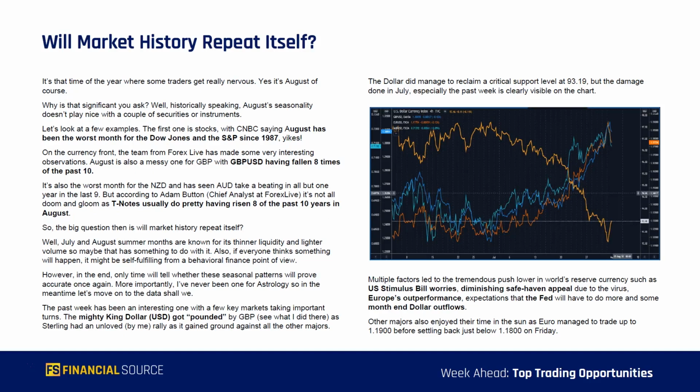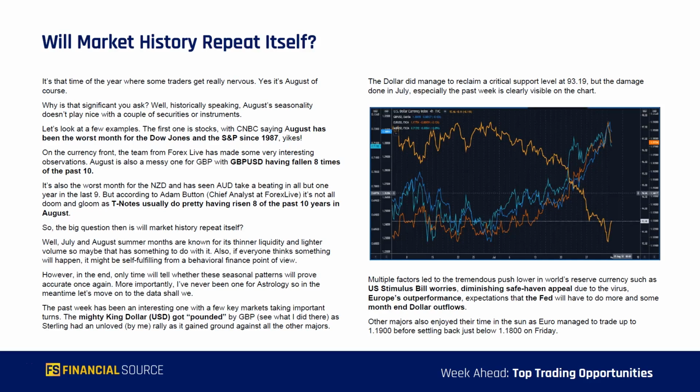But it's not all doom and gloom. With stocks normally down in August, we normally see a better performing bond market. So things like T-notes usually do pretty well, having risen 8 of the past 10 years in August as well. So the big question then is, will market history repeat itself? Well, July and August, summer months, are known for thin liquidity, right? We also have lower volume, so that may be something to do with it. Also, if everybody thinks something will happen, it might be self-fulfilling in a way from a behavioral finance point of view, so keep that in mind. However, in the end, only time will tell whether these seasonal patterns will indeed prove accurate once more.